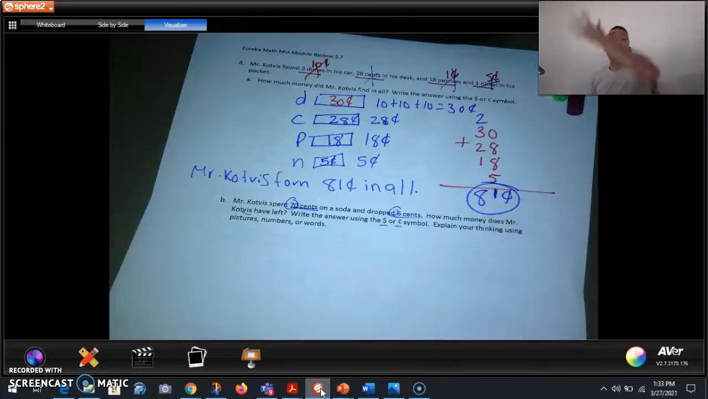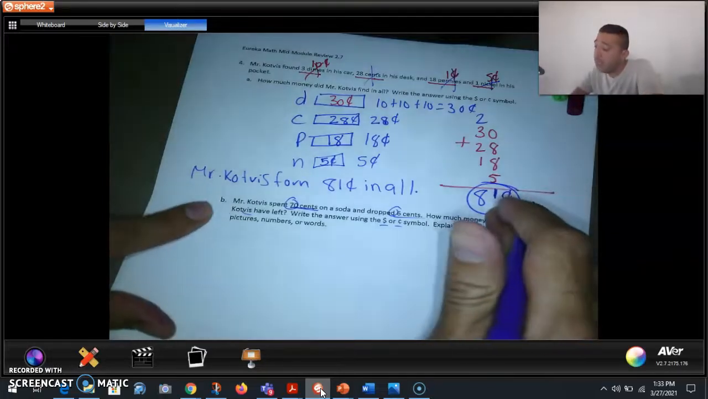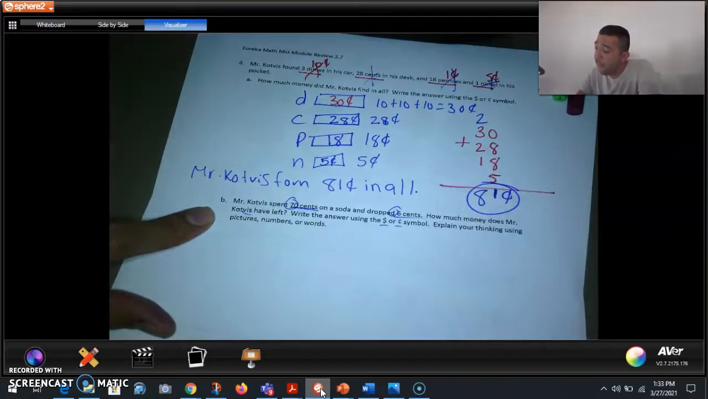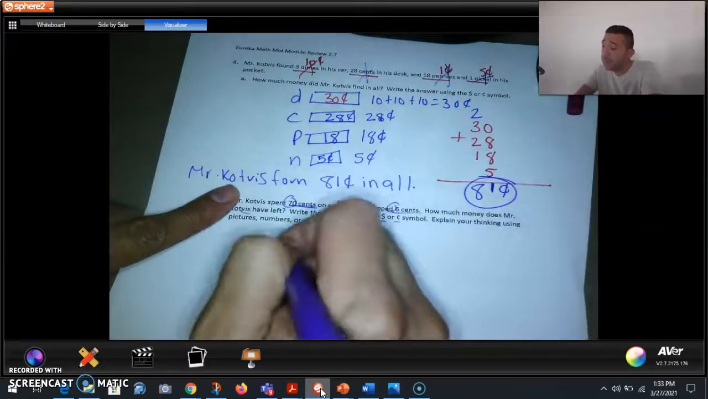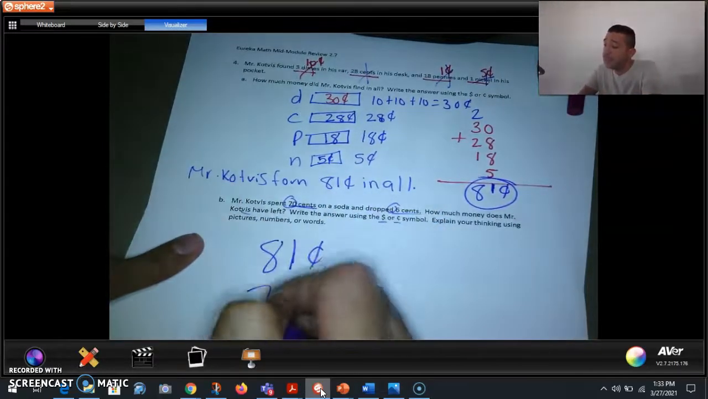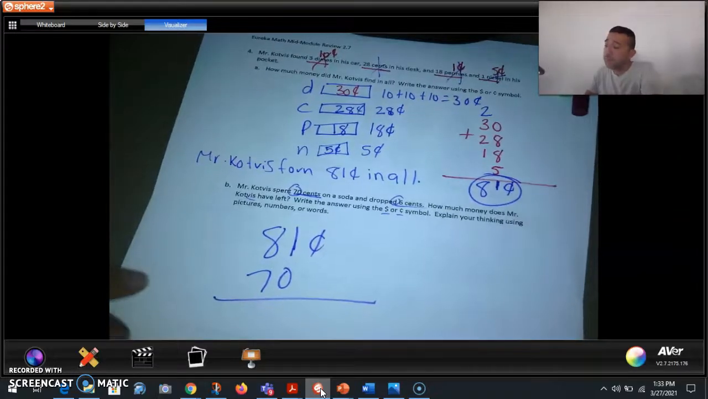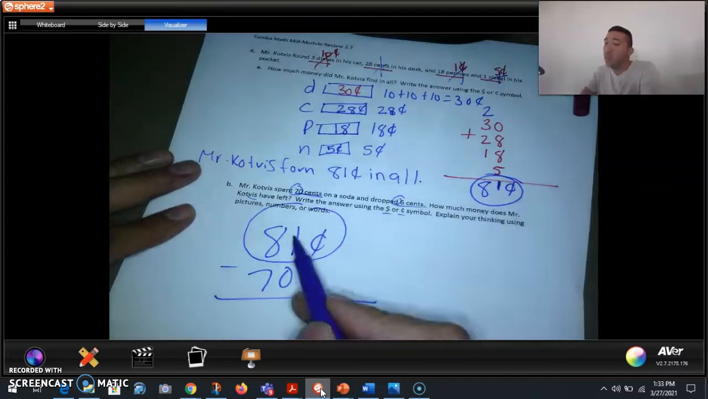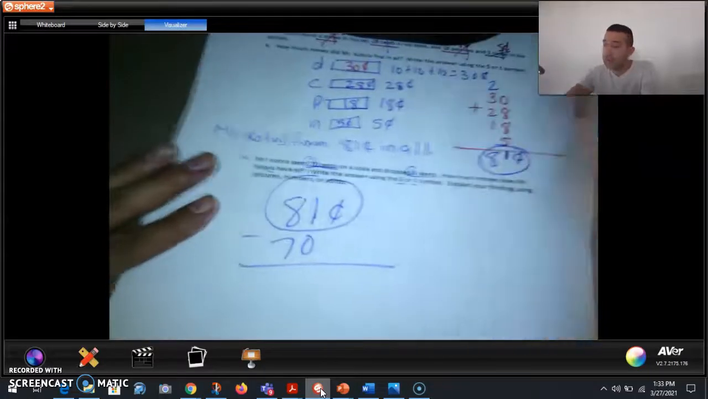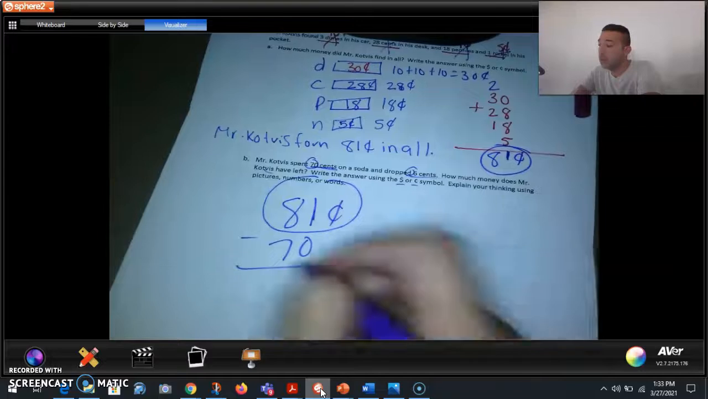So we know that he found 81 cents, boys and girls, in his car, in his desk, and in his pocket, right? So the total of money that he had was 81 cents, right? But he spent 70 cents. Out of those 81 cents that he had, he spent 70 cents, okay? When we subtract, we are detectives because we know that spent means subtraction. So 1 minus 0 equals 1. 8 minus 7 equals 1.